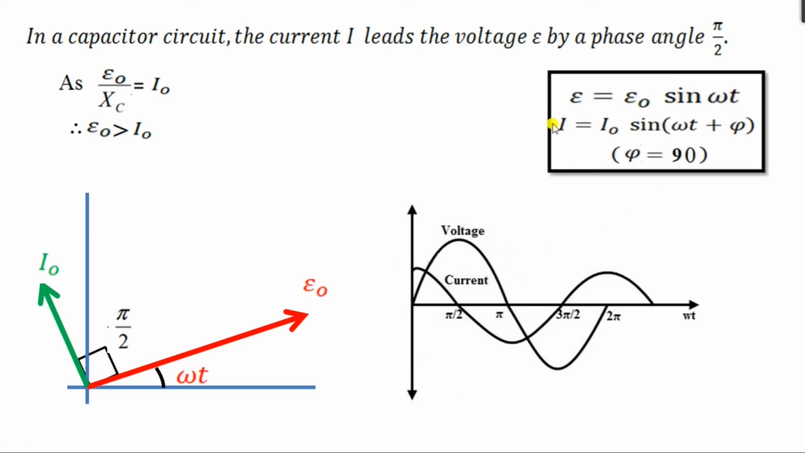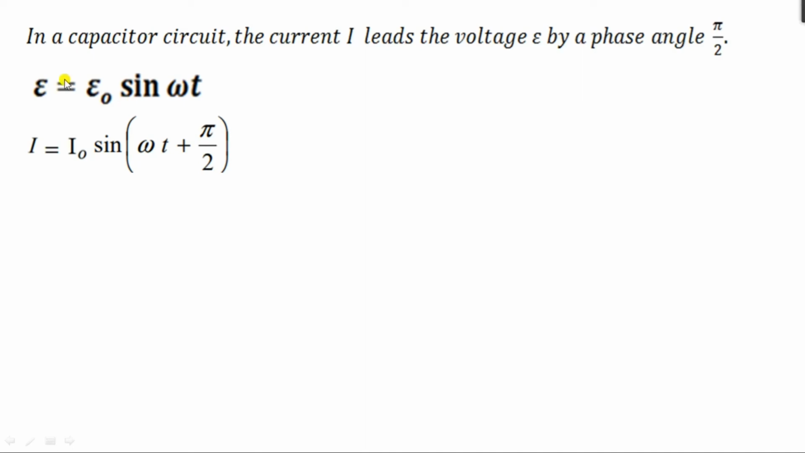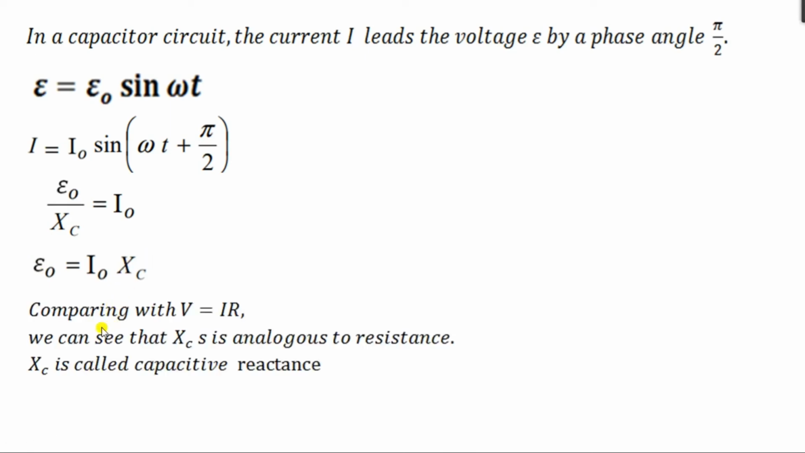Out here if you compare this equation, current and voltage, you can see phi, the phase angle, is 90 degrees. So current is 90 degrees ahead of the voltage. Now again I'm taking the expressions. This is the voltage and this is the current for the capacitor circuit, and maximum current in the capacitor circuit is maximum voltage divided by Xc. Now we will multiply this Xc this side, that is potential is equal to current into Xc, and if you compare this with Ohm's law, potential is equal to current into resistance, you can compare this Xc and resistor. That means Xc is analogous to resistor.